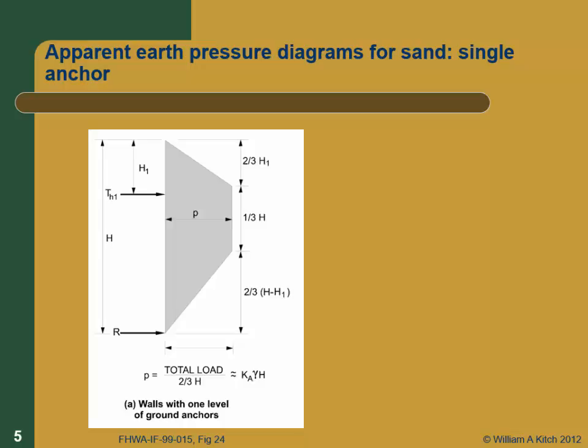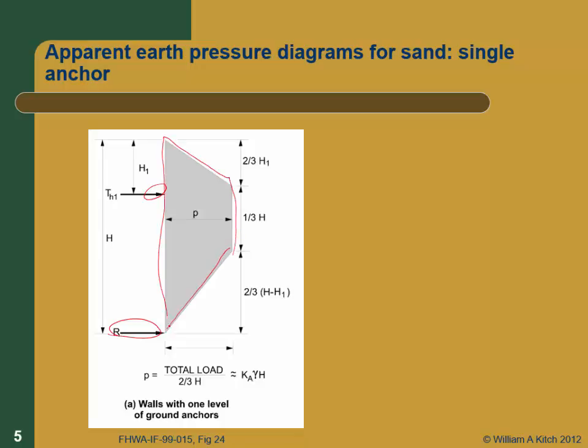So this is the earth pressure diagram that's specified by FHWA for a single anchor. So this is a wall where you have just one anchor placed at the top of the wall. So your free body diagram for the wall, you've got some reaction at the base which comes from the soil. It's an equivalent reaction from all the soil below the base. And then you've got an anchor load at the point that you put your anchors on. And the recommended earth pressure diagram is this.